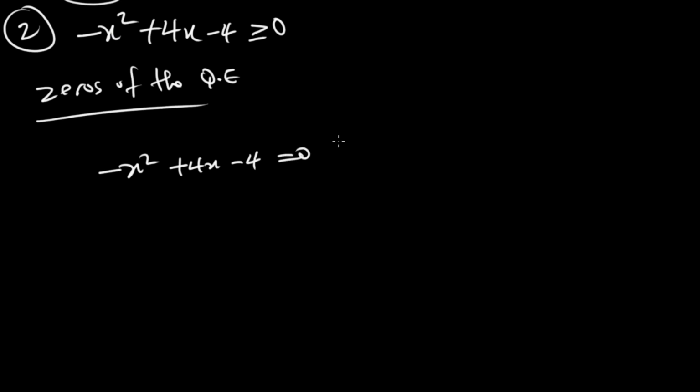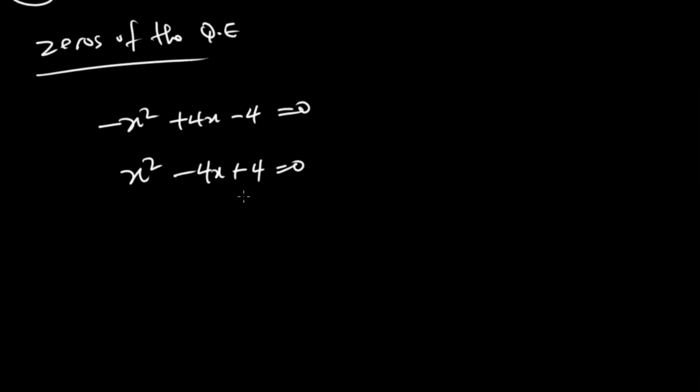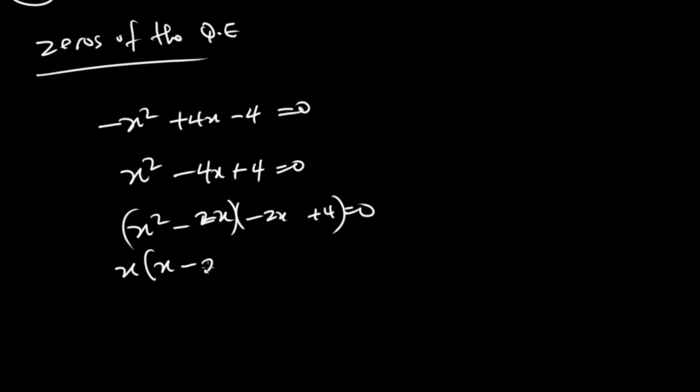To make this easier for us to work with, I will simply take the left hand side to the right hand side so that we have a positive x squared. So we have x squared minus 4x plus 4 equal to 0. And now I can easily factorize this by saying this is x squared minus 2x minus 2x plus 4 equal to 0. Factorizing, x goes in both expressions, and this is x minus 2.